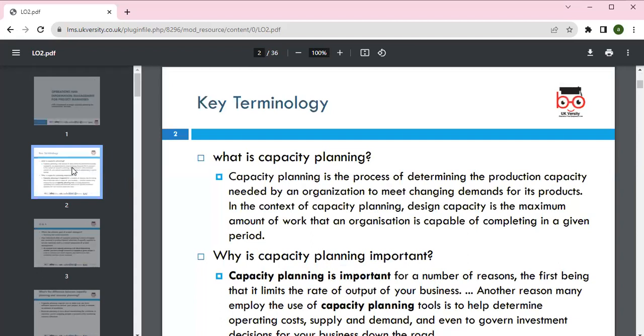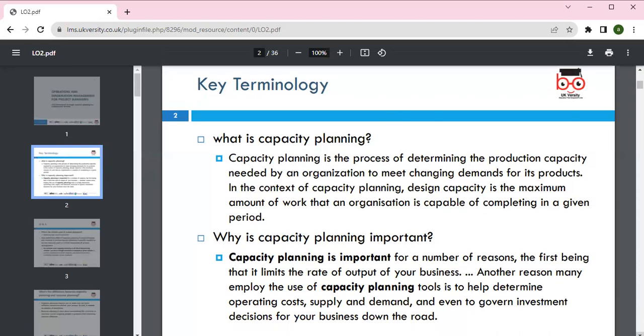Capacity planning is the process of determining the production capacity needed by an organization to meet the changing demand for its products. In the context of capacity planning, design capacity is the maximum amount of work that an organization is capable of completing in a given period.